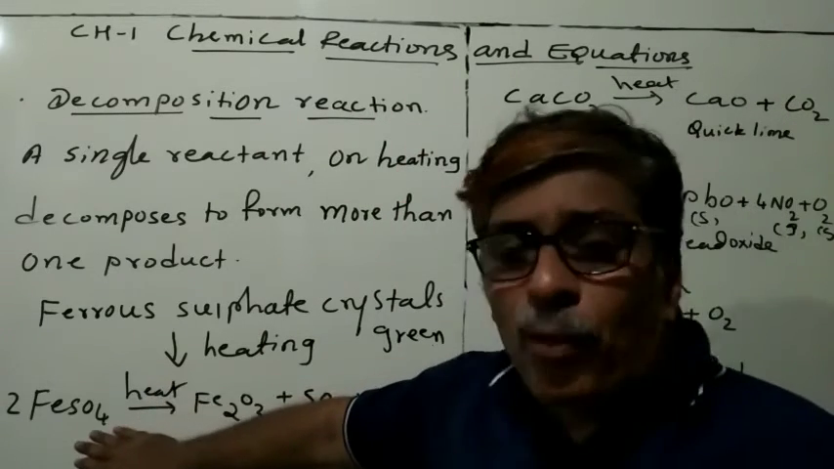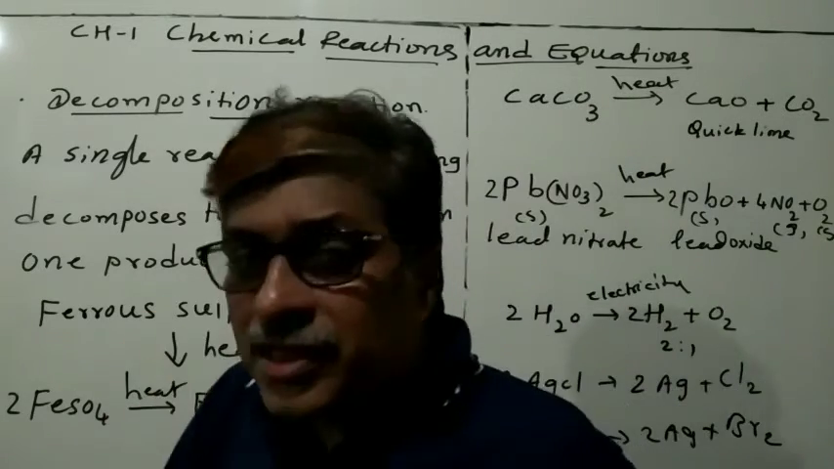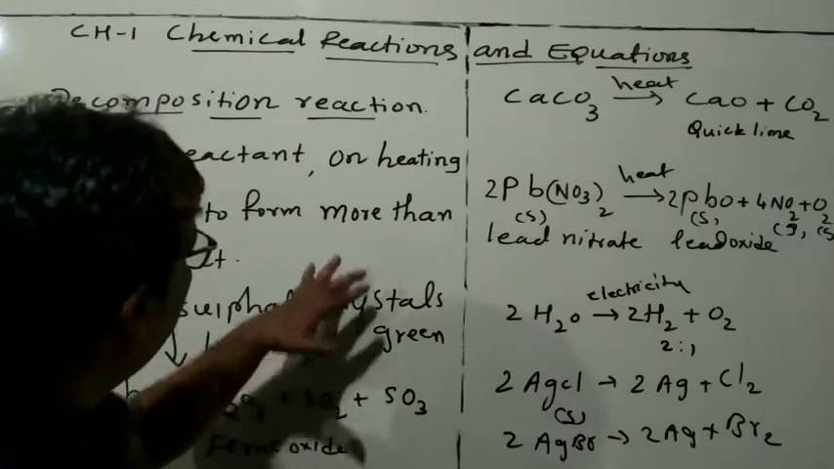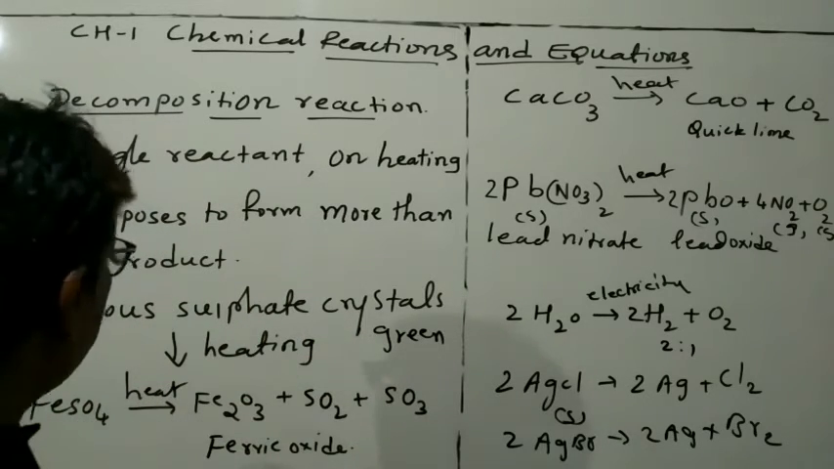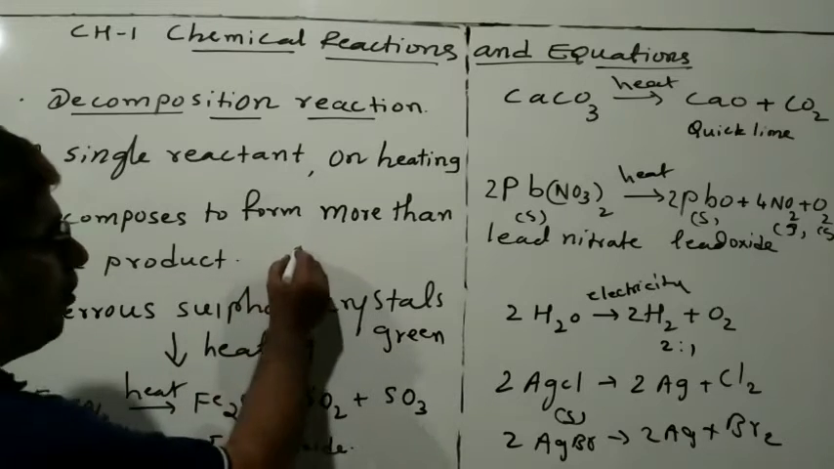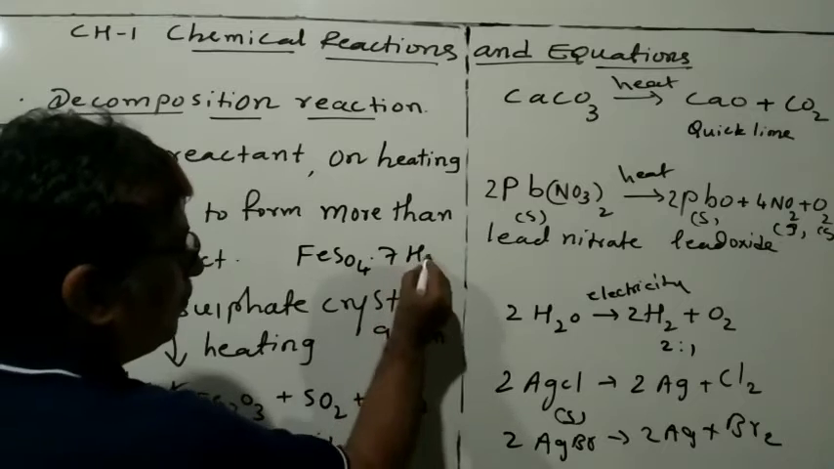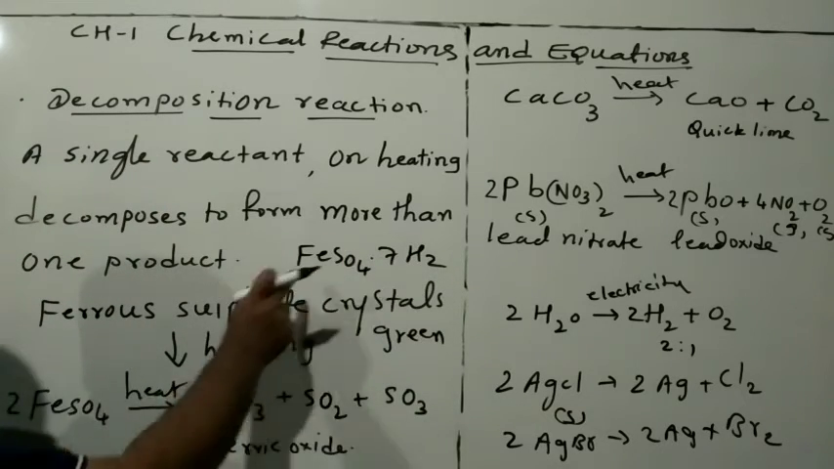So these are all very important reactions. See, in the examination they may ask what is the color of the ferrous sulfate crystals. Ferrous sulfate crystals are green in color. And what is the formula? The formula is FeSO4.7H2O. On heating this, what will happen?